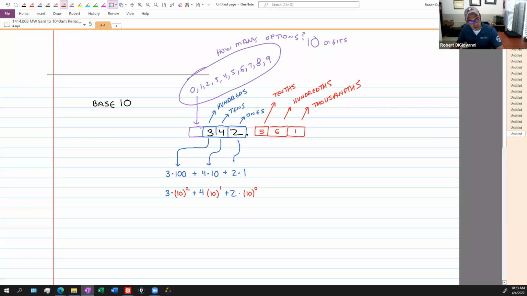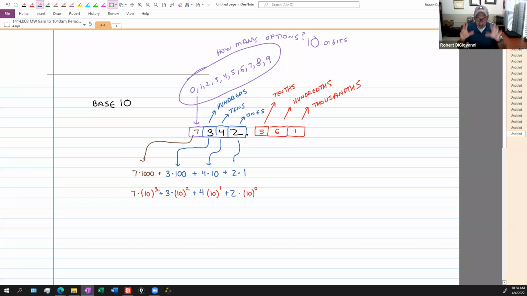Let me add one more number. Let's say I put a 7 in front of this. This would mean I have what? 7 thousands in front of that, which would be 7 times 10 to the what power? Third, right? 10 to the third.